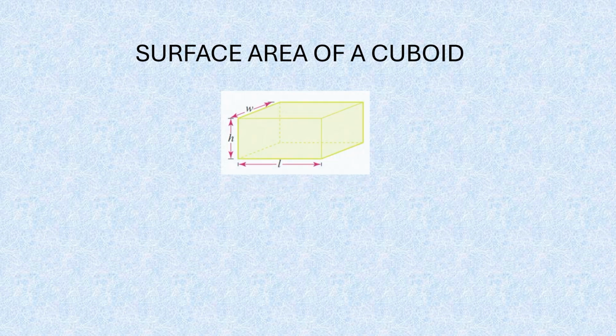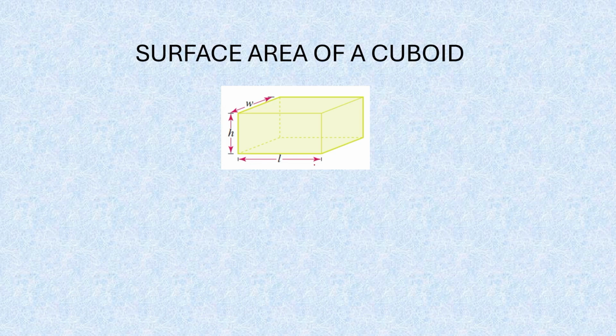Suppose we have a cuboid like this, whose length is L, whose height is H, and whose width is W. Now we have been asked to find the surface area, or the total surface area, of a cuboid. Surface area is also known as total surface area. So it is basically just the outer portion of your 3D object in space.